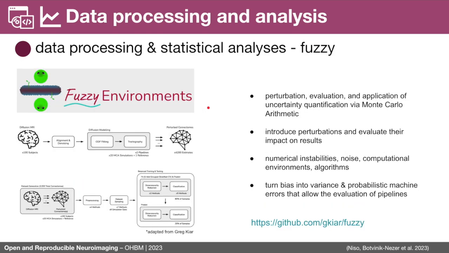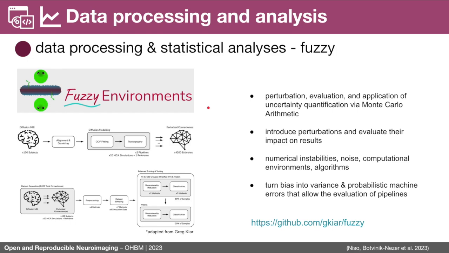And last but not least, there is another great tool called Fuzzy environments that actually goes back all the way to the beginning where we talked about potential sources of unreproducibility in computational environments and software, and specifically numerical instabilities and potential errors that might result, or problems, let's frame it like that, that might arise from that. Because with Fuzzy, what you can do is an uncertainty quantification in terms of perturbations, evaluations, and direct application itself via so-called Monte Carlo arithmetic.